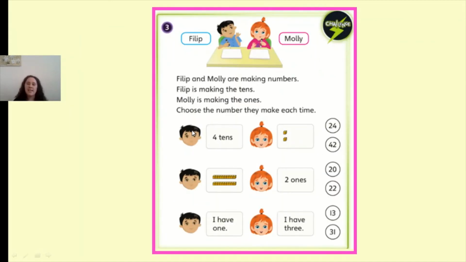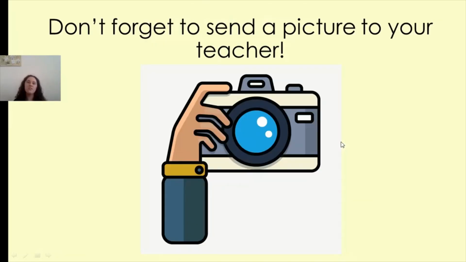Your challenge for today is to find out which of these numbers down the side Philip and Molly are talking about. Philip and Molly are making numbers. Philip is making tens and Molly is making the ones. Choose the number they make each time. Have a look at the tens and the ones and select the correct number. Don't forget to send a picture to your teacher of your incredible work.